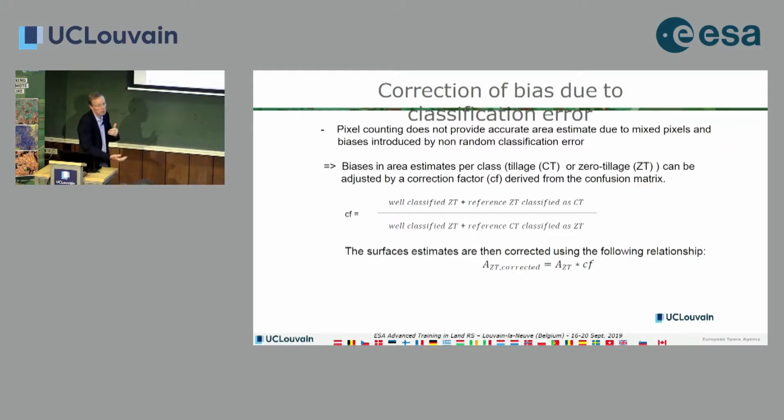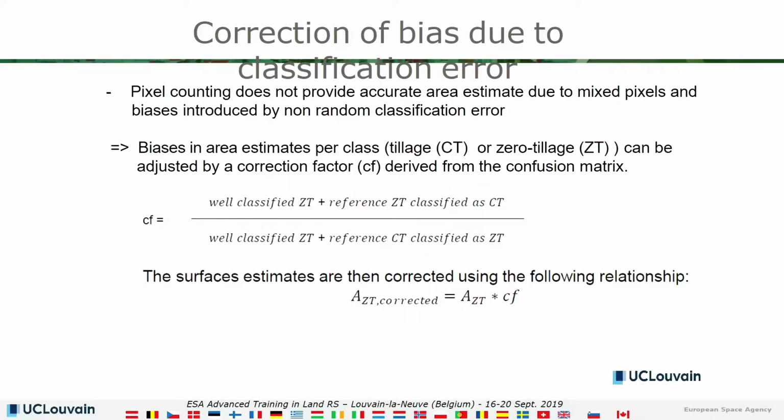A way to remove the bias, I wanted to explain to you today. The way to remove the bias is to use this correction factor, where you combine the values from your confusion matrix, and this will give you a correction thanks to the fact that you take into account the omission and the contamination, the commission error.